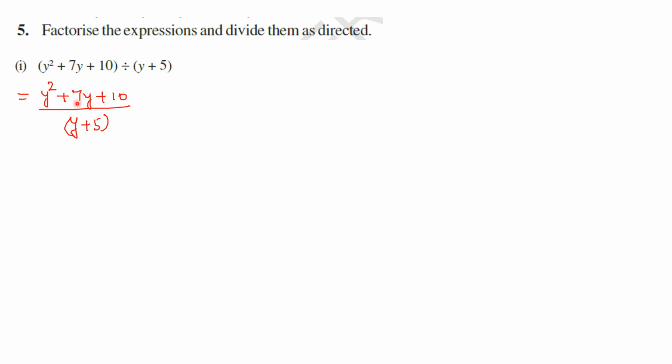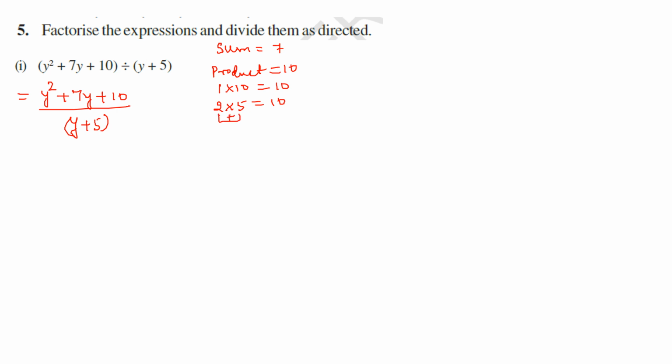So here my middle term is 7y. So I have to find out two numbers whose sum will give me 7 and whose product will give me 10. So what is my requirement? Let me write over here. You have to find two numbers whose sum is 7 and whose product is 10. So which two numbers if I multiply will get 10? First is 1 into 10 will give me 10. But if I add 1 and 10, I am getting 11. Sum should be 7, right? That is my requirement. So next 2 times 5 will also give me 10. And if I add 2 and 5, I am getting 7.